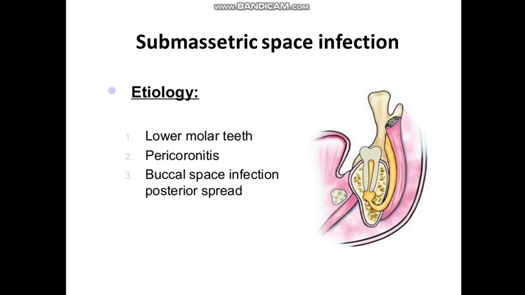Submassetric space infection. The submassetric space is situated between the masseter muscle and the external surface of the ramus of the mandible. This space contains blood vessels. The etiology or the source of the infection is from the infected lower molar teeth, particularly pericoronitis of disto-angular impacted or partially erupted lower wisdom tooth. Sometimes infection of buccal space may spread posteriorly to submassetric space as well.